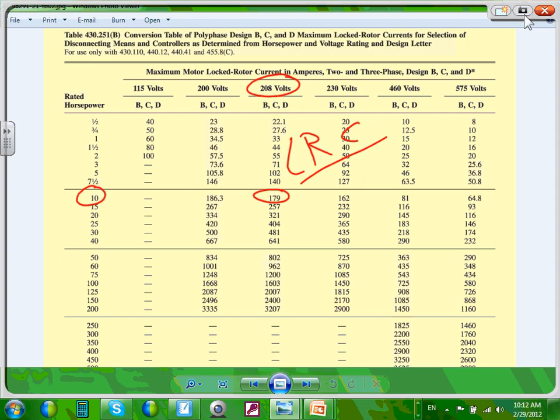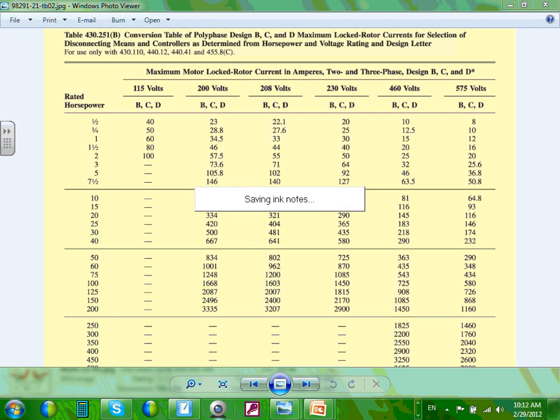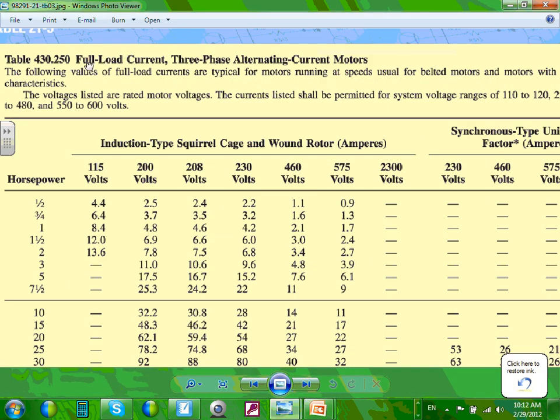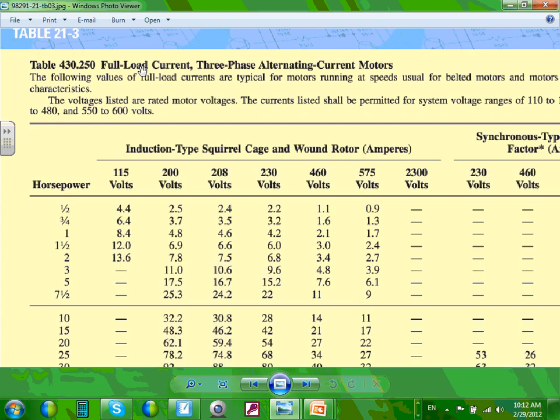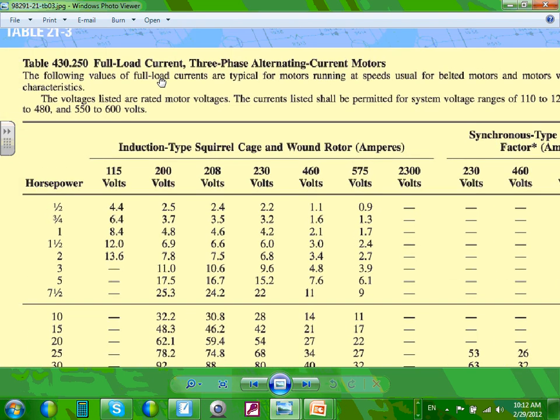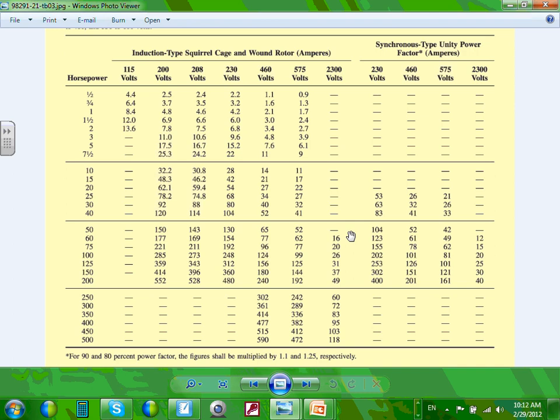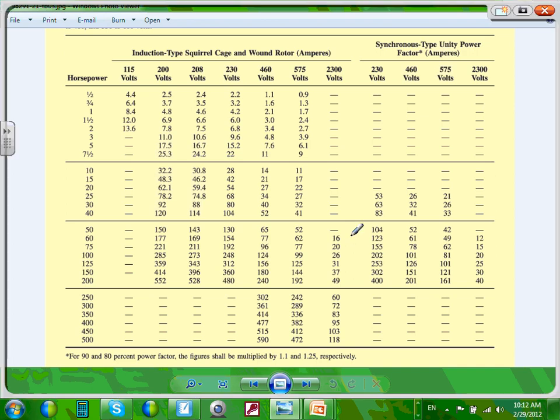Let's size it based on full load current. It was 58, right? So go to a different table now. You are familiar with this table because we use it with motors. This is full load current for three-phase motors. It was 208, so here's my system at 208. It was 58, right? I can't find 58, so I have to go to 74. Based on this, what is the horsepower rating of my motor?